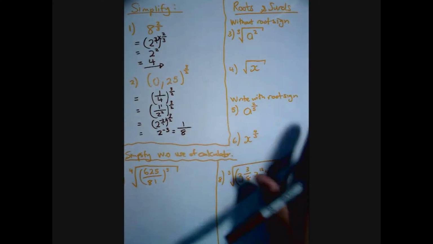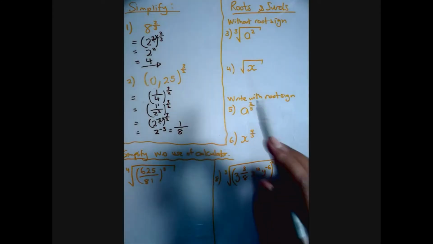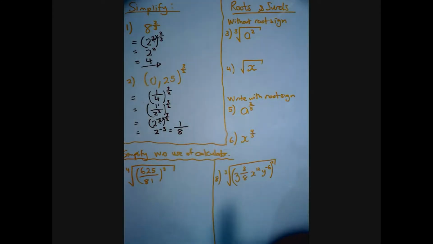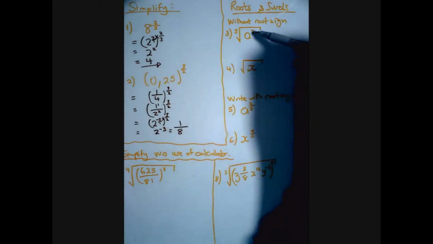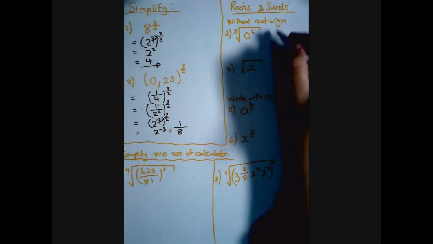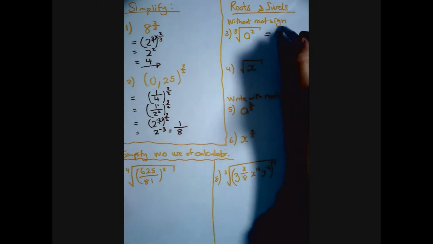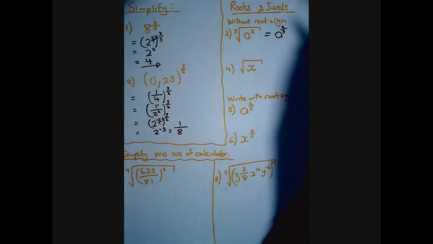Then they say here roots and surds. Write these number 3 and 4 without a root sign. So remember, a root sign is whenever you have an exponent on the inside of a root and an exponent on the outside of the root. The exponent on the inside is your numerator and the exponent on the outside is your denominator. So I'm going to say A, my numerator is the one on the inside, my denominator is the one on the outside. So 2 over 3 will be my answer.